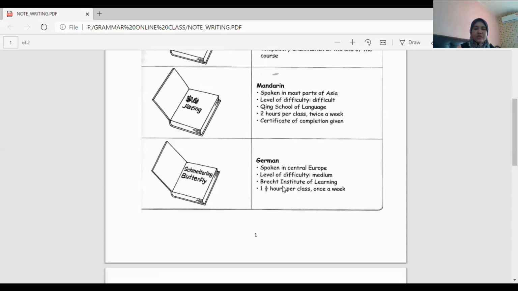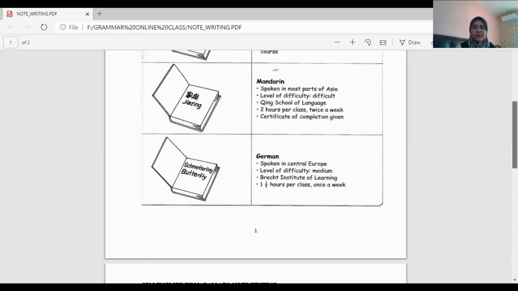The last class mentioned here is the German class. It is mentioned here that German is spoken in Central Europe. And the level of difficulty is medium. And Branch Institute of Learning is giving the course to all students who are interested. Then the duration is 1.5 hours per class, and it is held once a week.